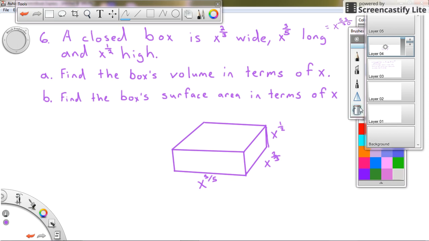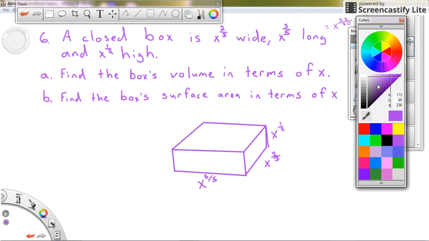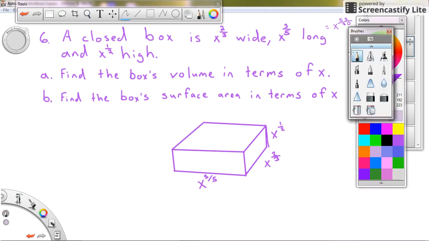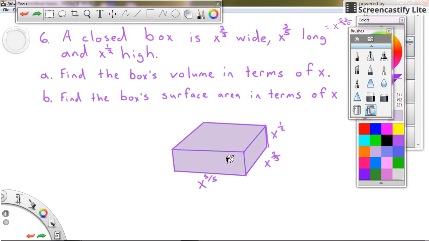Okay, now what we need to do is visualize what the surface area is. Well, the surface area is going to be this side plus this side plus this side. And then there's a pair of sides for each one of these. So it's actually this side times 2, this side times 2, and this side times 2. I should be saying that it's the area of this side times 2, the area of this side times 2, and the area of this side times 2.